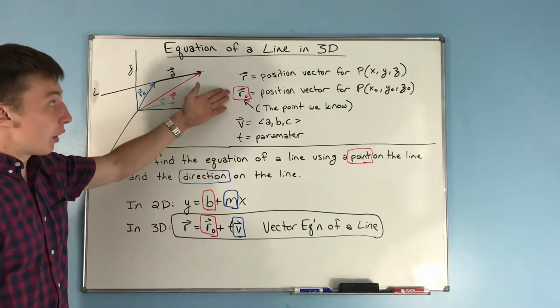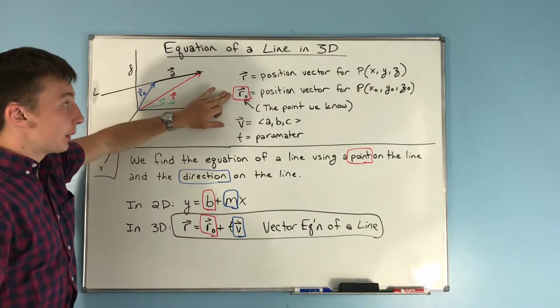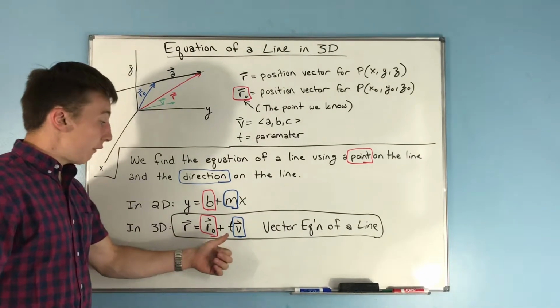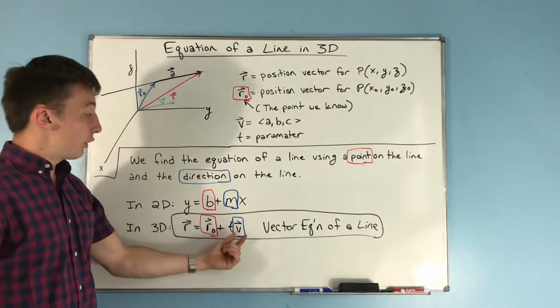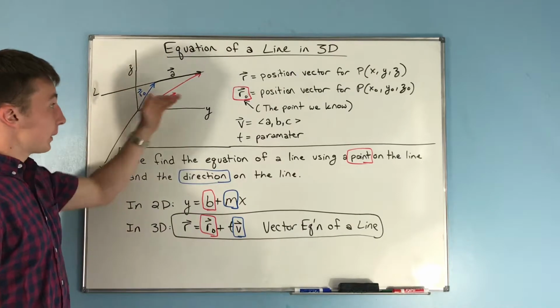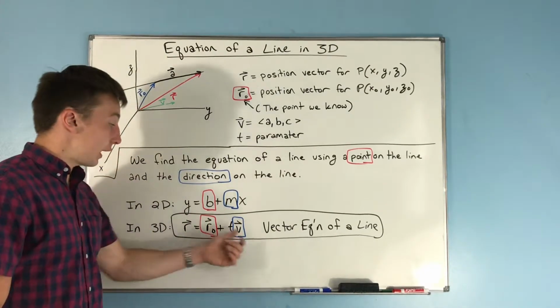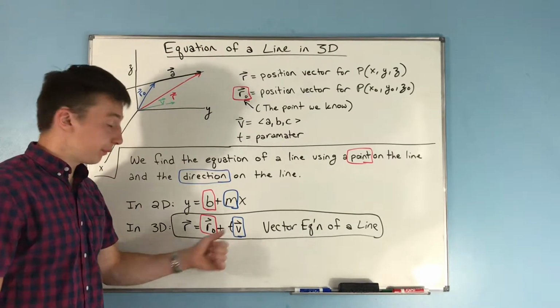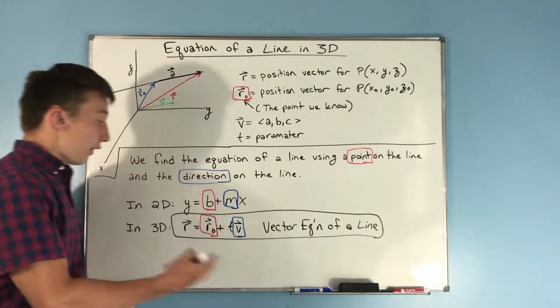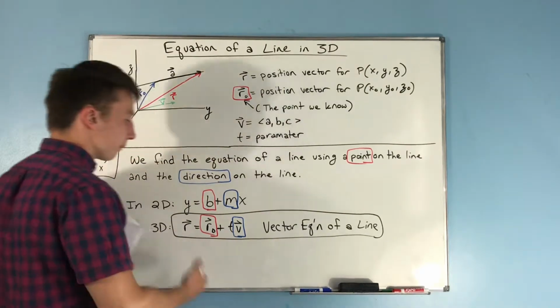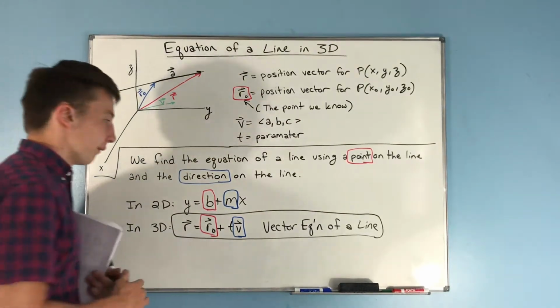You set up your initial point and put it where the b is. Then you have your vector, representing direction, and that goes right where your slope goes. The only difference now is that you have to multiply it by a parameter, and that's going to equal whatever point on the line you want. So that's the idea here.